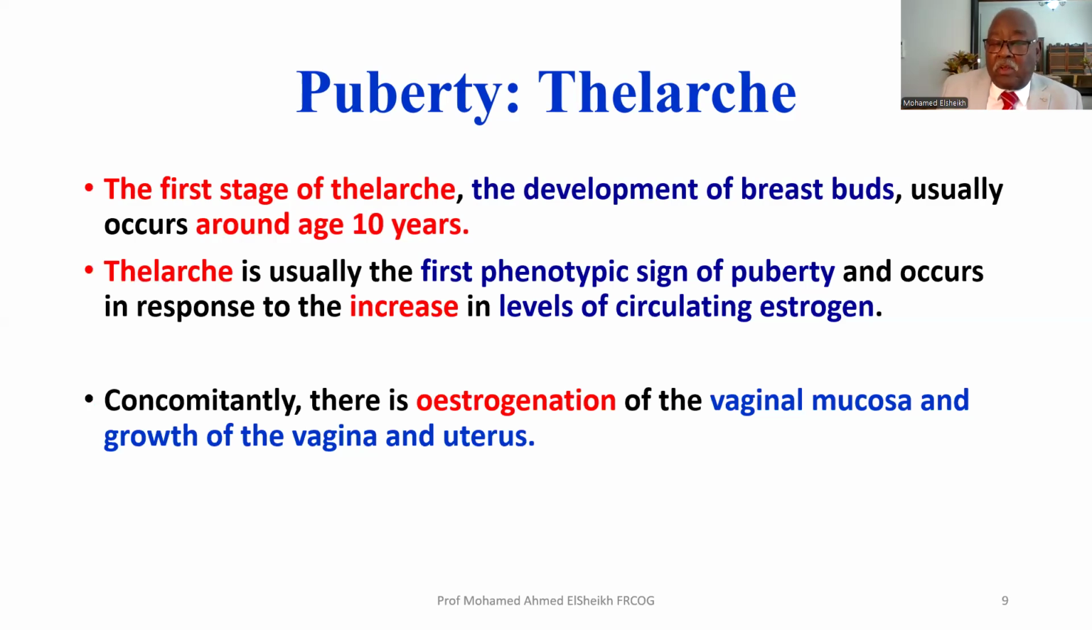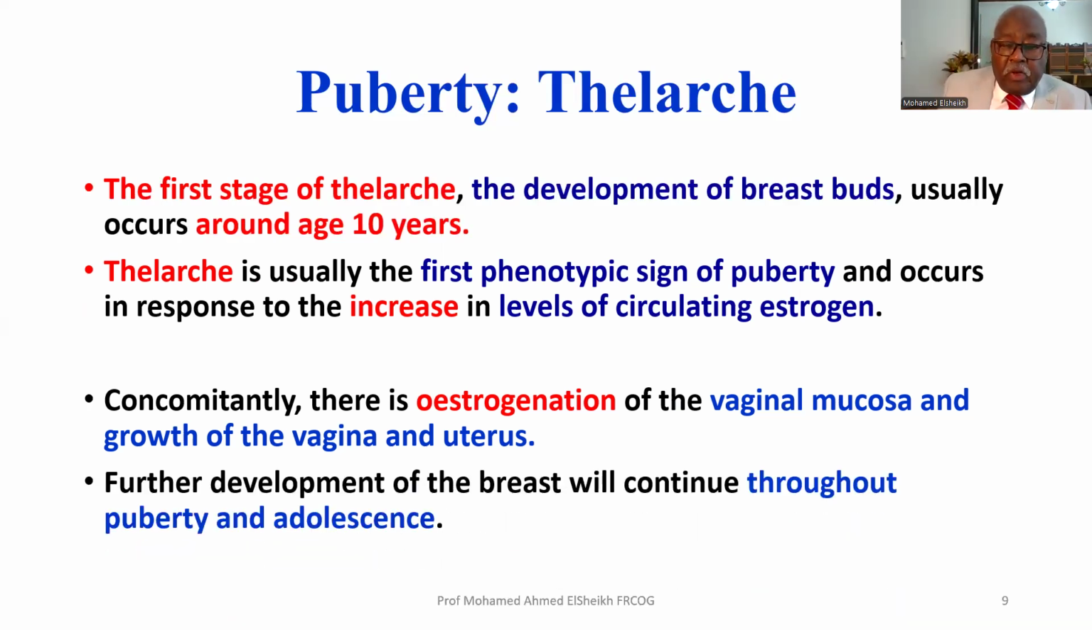Concomitantly, this leads to estrogenization of the vaginal mucosa and growth of the vagina and uterus. So estrogen also acts on the genital tract of the girl. Further development of the breast will continue throughout puberty and adolescence. So it started about the age of 10. A response to estrogen continues to develop all through adolescence.